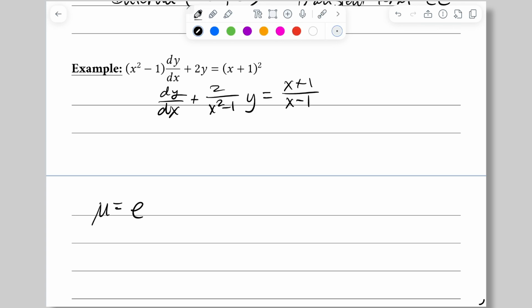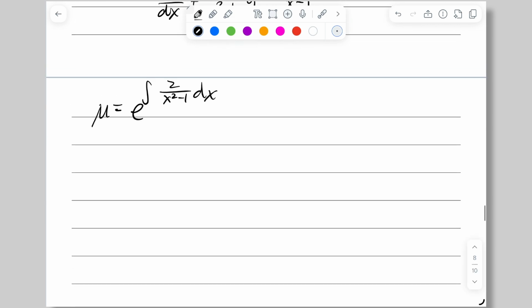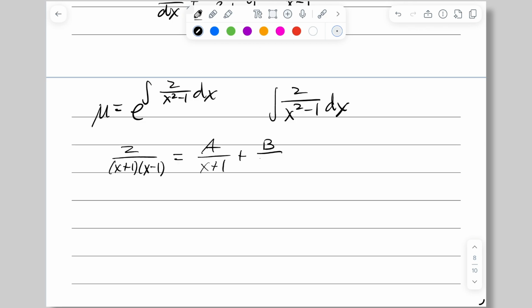Mu is then going to be e to the integral of 2 over x squared minus 1 dx, and I want to talk about that integral for just a moment. The integral of 2 over x squared minus 1 dx is something you might remember from second semester calculus, and it requires partial fraction decomposition. So we've got 2 over (x plus 1)(x minus 1) is equal to A over x plus 1 plus B over x minus 1.